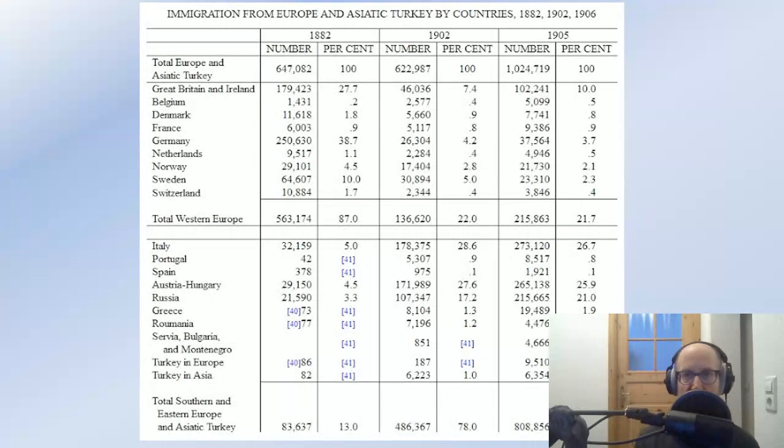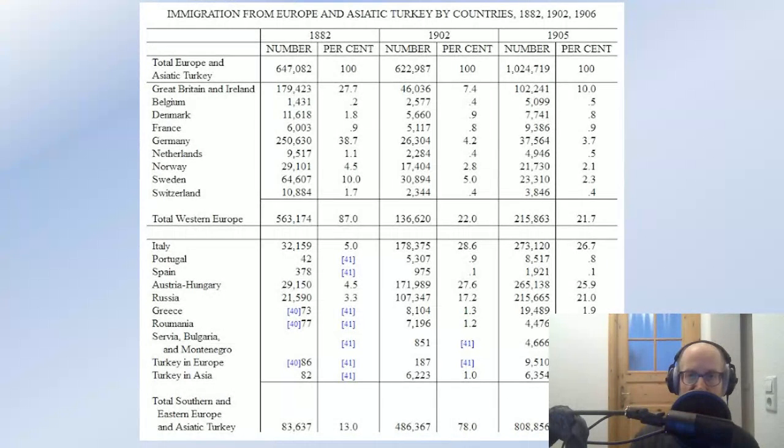Fast forward 23 years, about a generation, and it almost flips entirely. In 1905, 22% of immigrants were coming from Western Europe, and 79% were coming from Southern and Eastern Europe. So the composition of immigrants to the United States changes. It changes substantially. And I regret to report that to a lot of Western European immigrants and to a lot of Americans of Western European origins, it didn't change for the better. And we'll get into that.